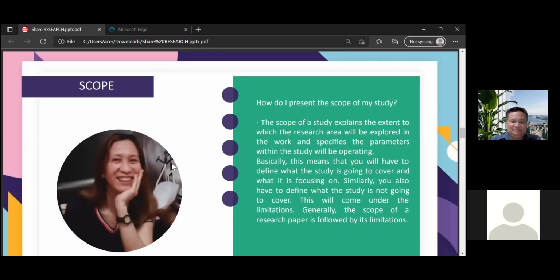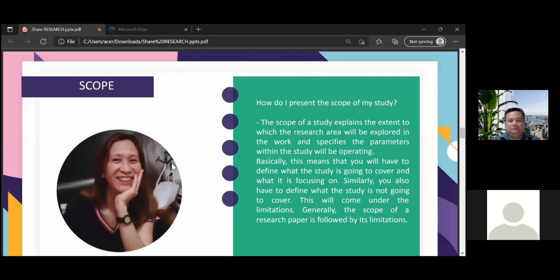Also, the scope details how deep your study is to explore the research question and the parameters in which it will operate in relation to the population and time frame. Then how do I present the scope of my study? The scope of my study explains the extent to which the research area will be explored in the work and specifies the parameters within which the study will be operating.